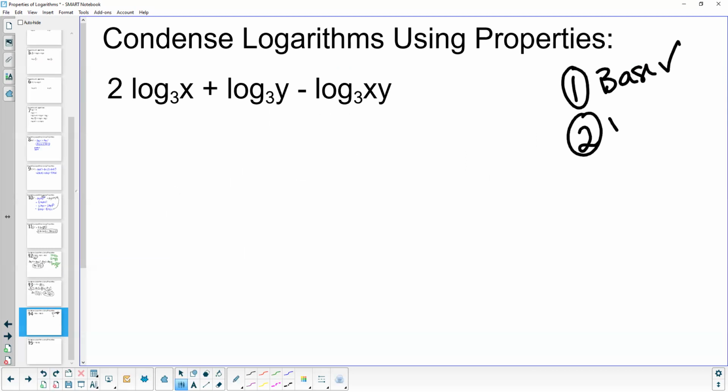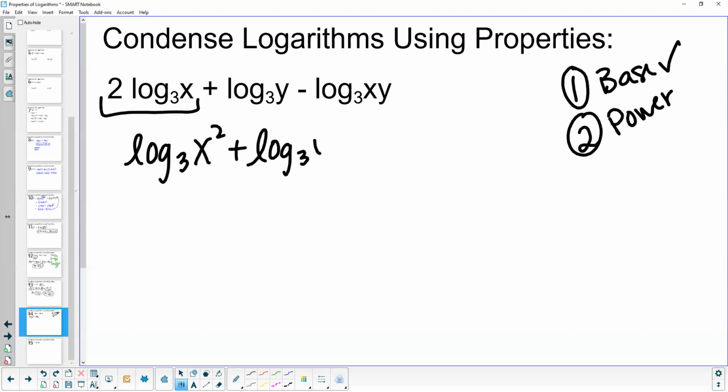Our step 2 is to check for any powers. Now, in this case, we do have a power in that first piece here, so we're going to rewrite it that way. So I've got log base 3 of x squared plus log base 3 of y minus log base 3 of xy. Now this xy could have been expanded one more time as a product property, but it was not. And we do not want to expand it because we are trying to condense here.